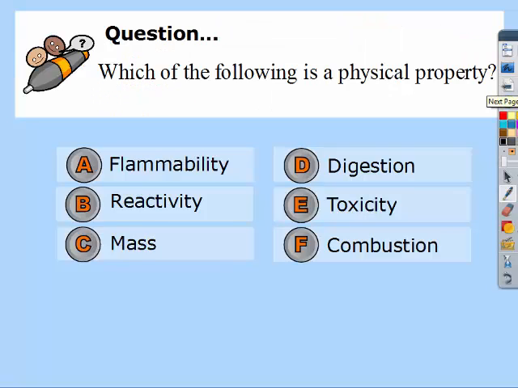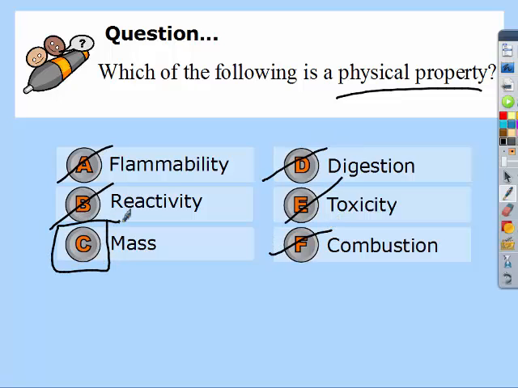Go ahead and pause the video and try this one on your own. Restart when you have your answer. We want a physical property. C was our only physical property, and it's physical extensive.